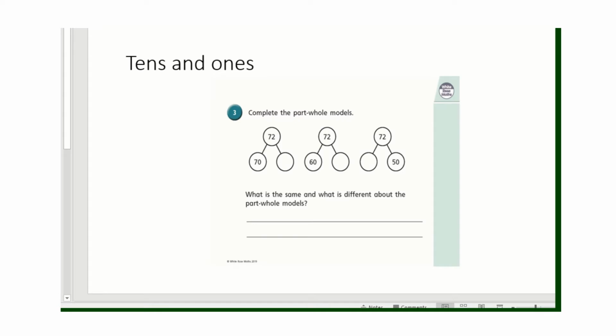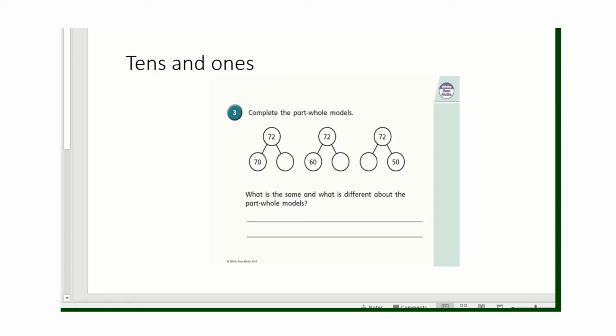So if we look at this number, 72, we can see these are part whole models. So 72, if you have your straws or sticks, count as cubes, you could make 72 because you've got your 70 there, haven't you? We've got to know that would be 2, wouldn't it? Because it's 7 tens and 2 ones. Now what we're looking at today is being able to make 72 in different ways.